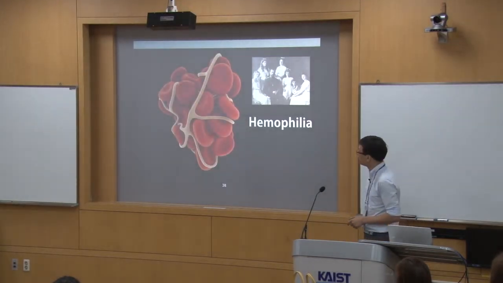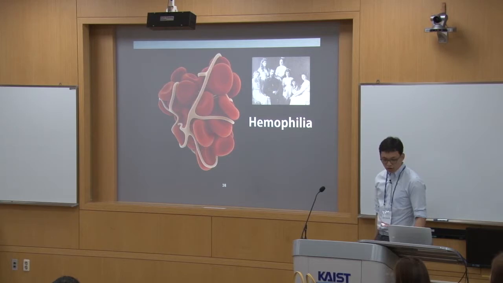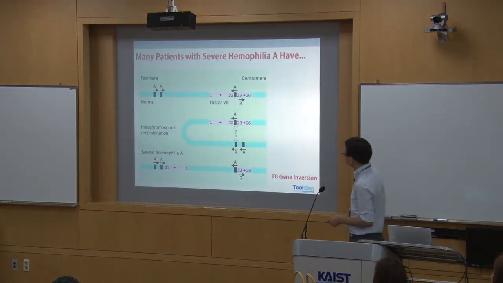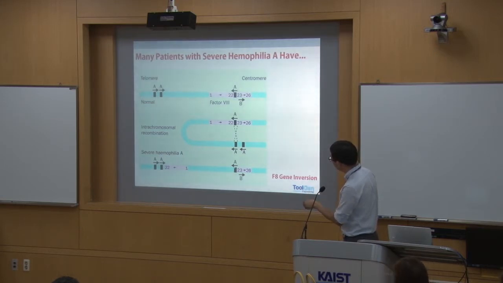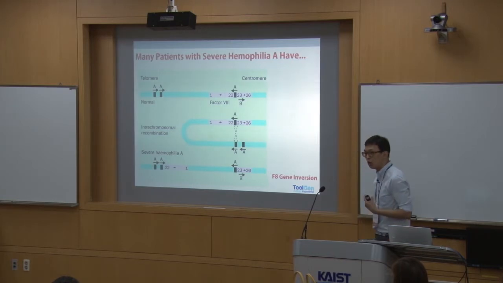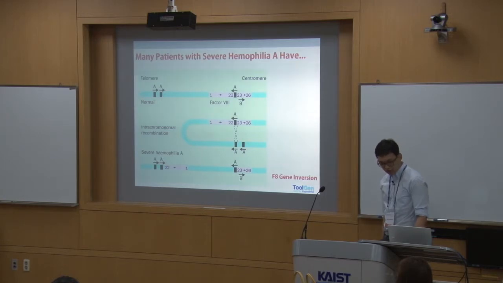Another example is hemophilia. Some of you might know hemophilia is a royal disease where there is a mutation in blood clotting factors. A lot of hemophilia is caused by something called an inversion, where this gene looks like this normally, but the patient's DNA looks like this, because from here to here is inverted like this. Then this gene cannot function. That's why they lose the function of something called factor A, and with no factor A, there is hemophilia A.